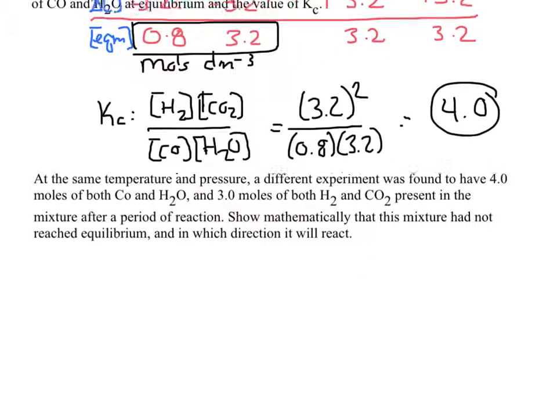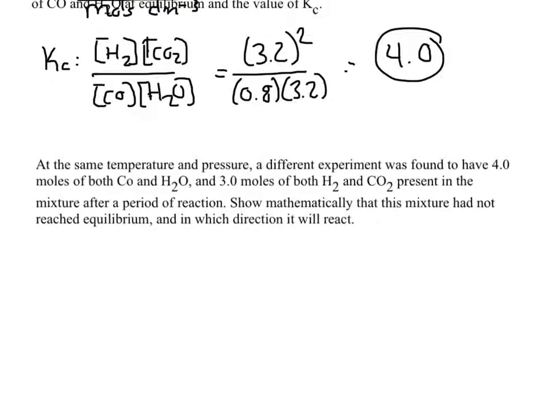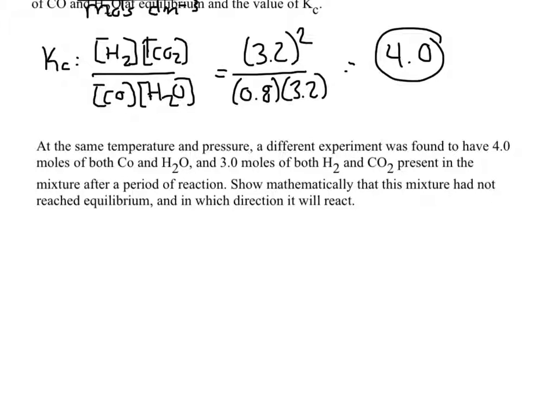At the same temperature and pressure, so we are not changing anything else. We're keeping the same pressure and temperature, so same conditions. A different experiment was found to have 4.0 moles of both CO and H2O and 3 moles of H2 and CO2 present in the mixture after a period of reaction. Show mathematically that this mixture had not reached equilibrium and in which direction it will react.